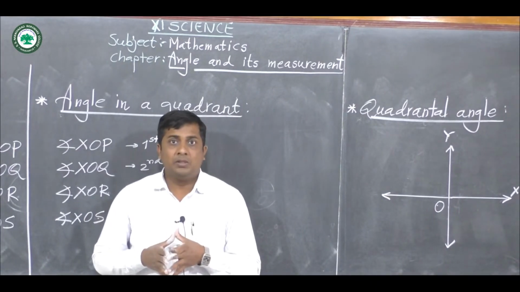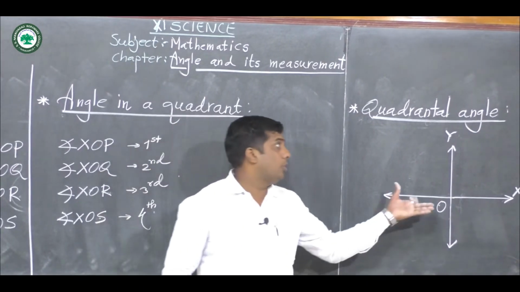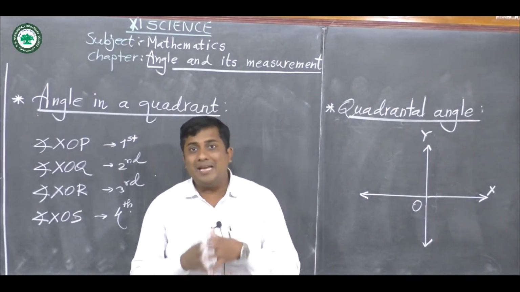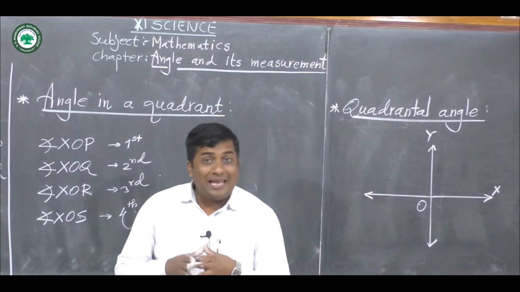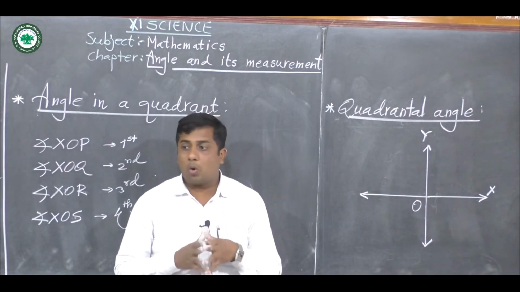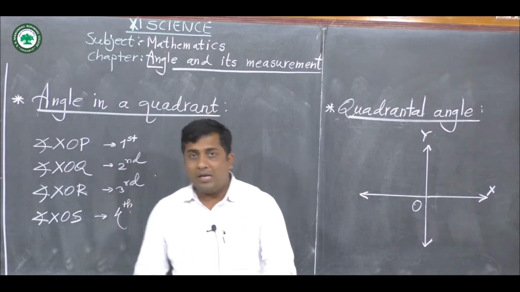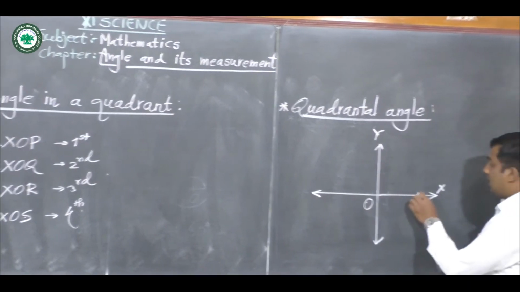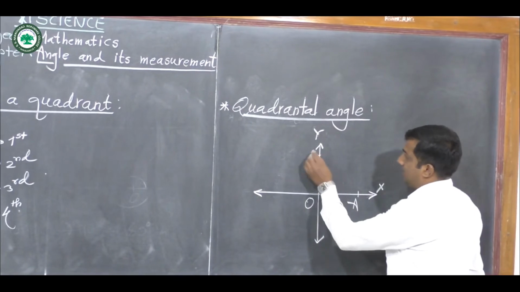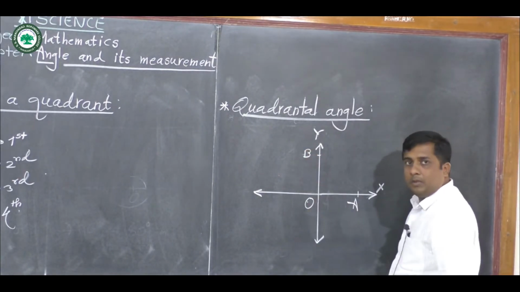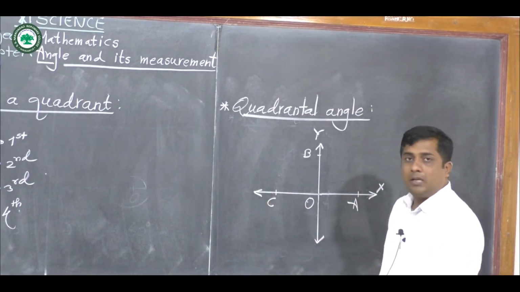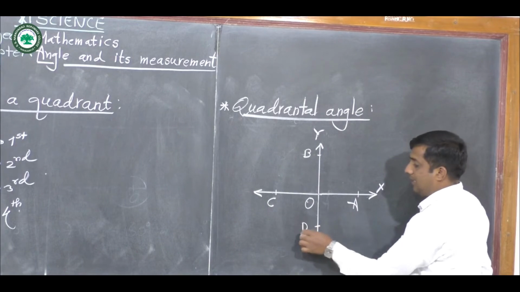I repeat again. A directed angle in standard position is said to be quadrantal if its terminal ray lies along the x or y axis. Now here we consider some points. Suppose on the x-axis we consider point A. On the y-axis we consider point B. Then on the negative side of the x-axis we consider C, and in the last we consider D.